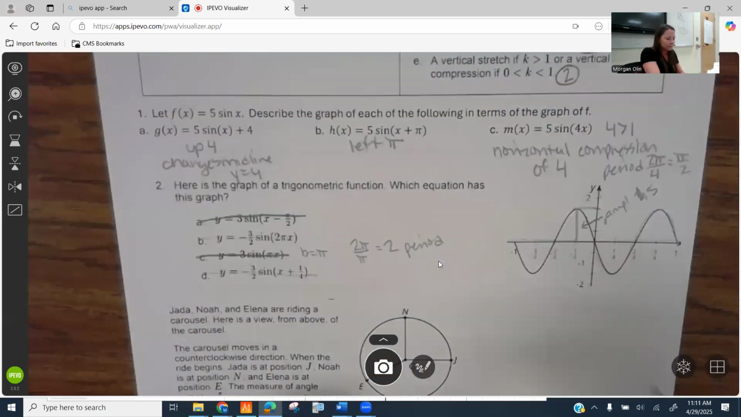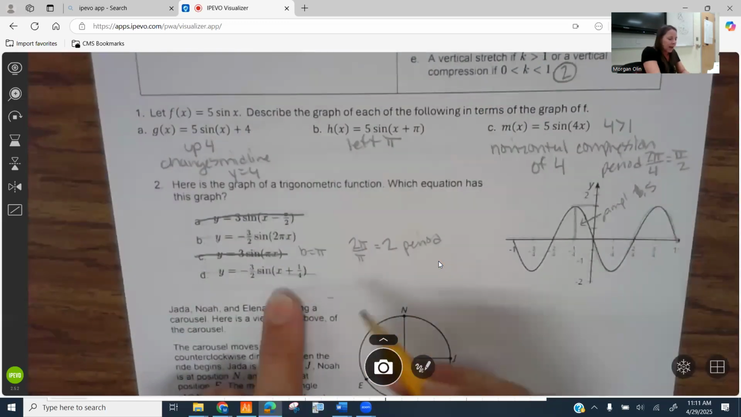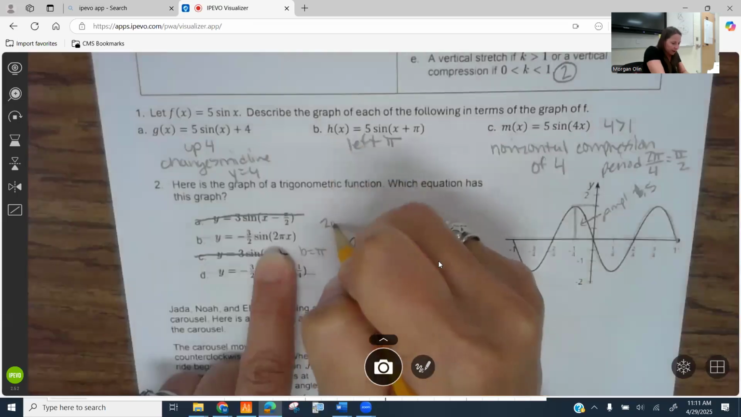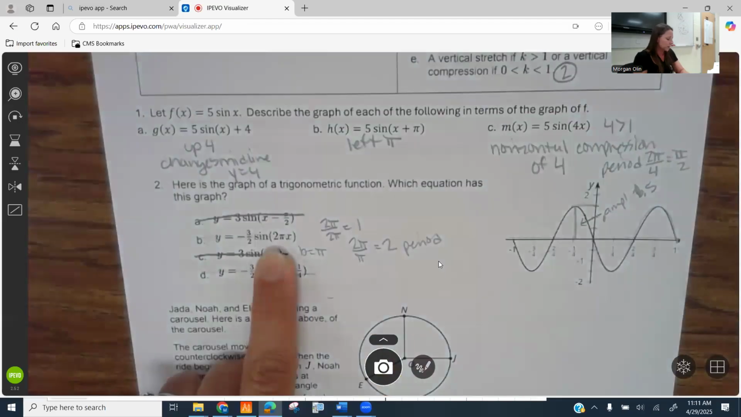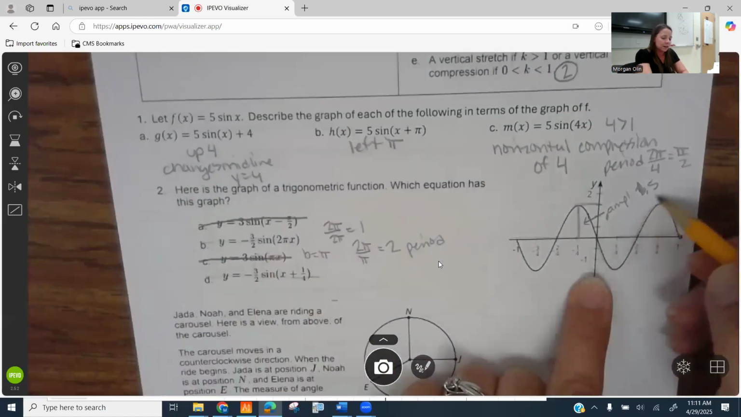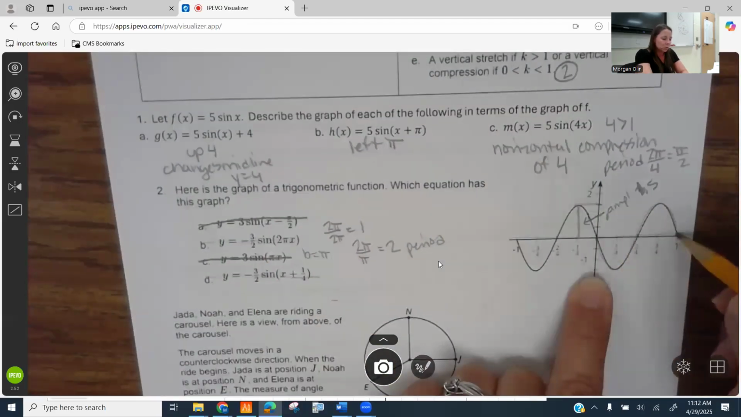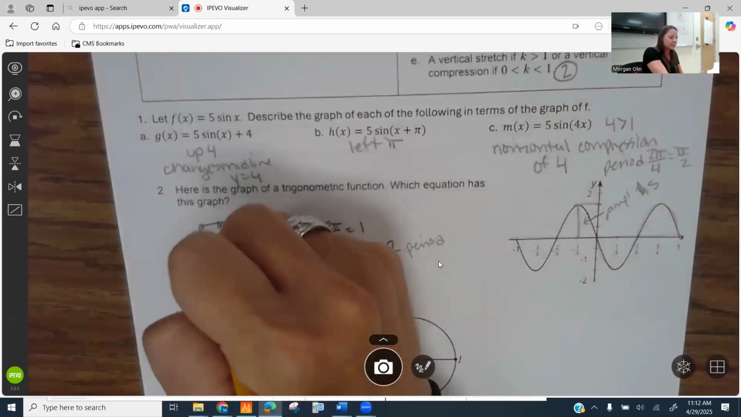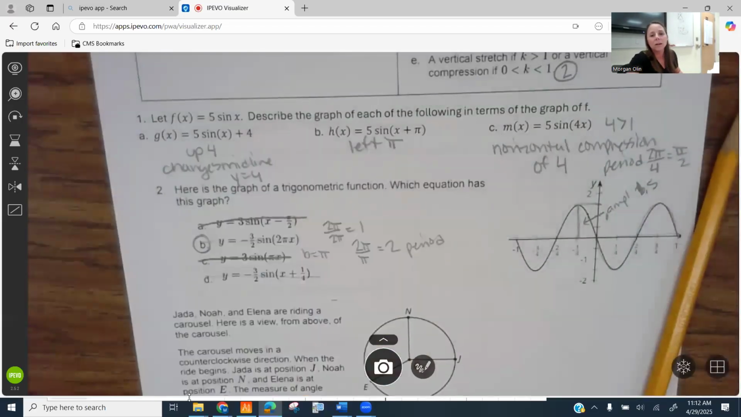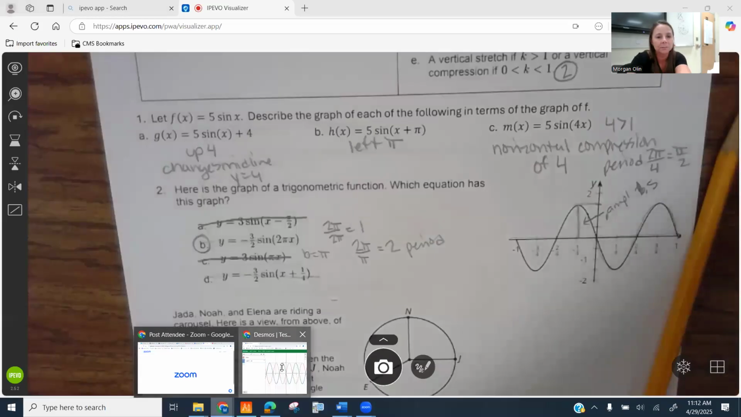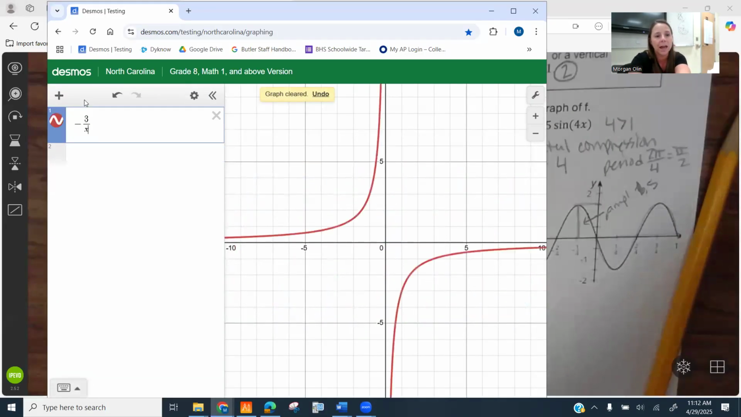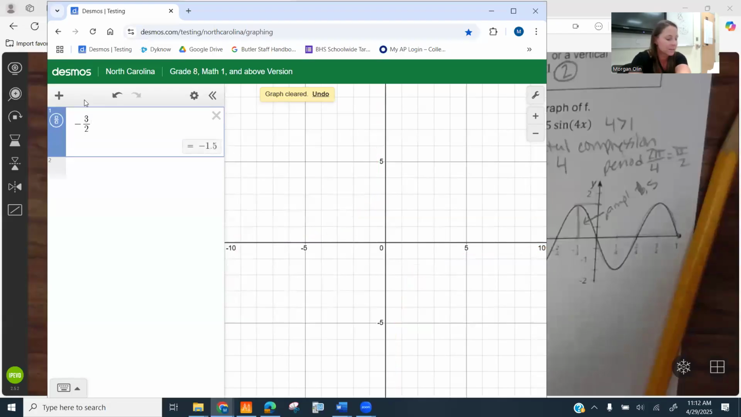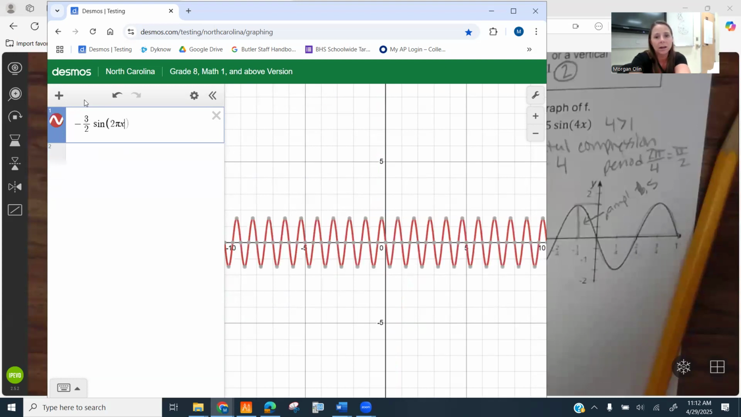Now let's go back. All right, period. I'll start here. 2 pi over b. Our b value is 2 pi. Well, look, that equals 1. Now the distance here is from 0 to 1. And this is it. But again, we could sit here and graph it. So let me plug in the 2. So -3/2 sine of 2 pi x. All right, so there's that.